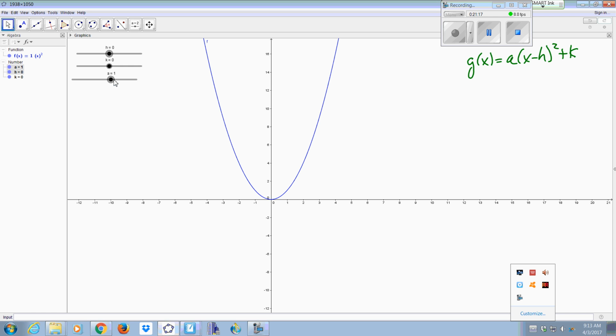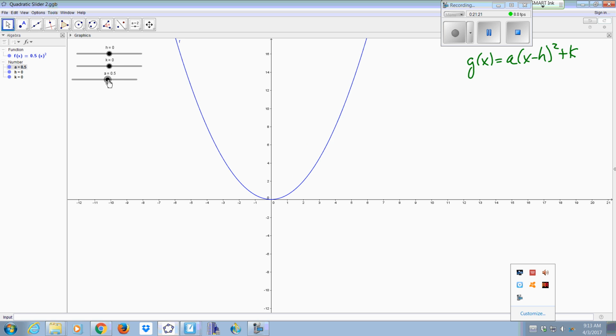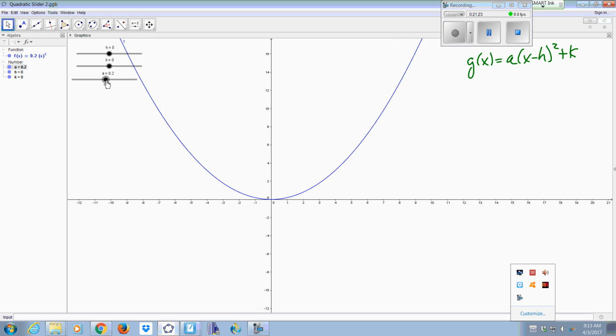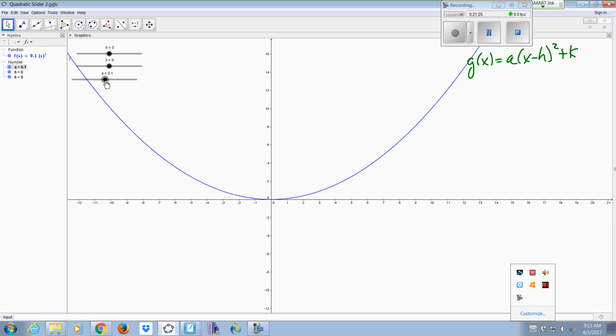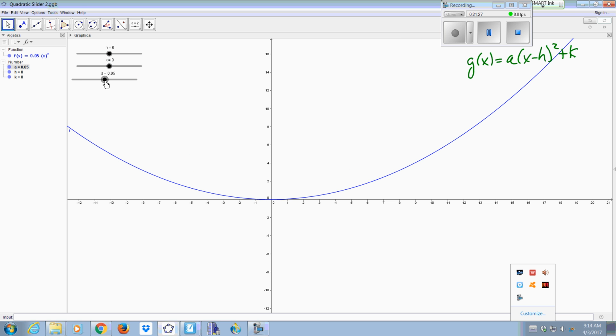So let's take a look at that again. So let's see what happens as a gets closer and closer to zero. We can look at it right here. So here we go. a is now 0.35. We're getting wider and wider and wider. Ooh. So there I am at zero. Zero, I'm just bx plus c, right?